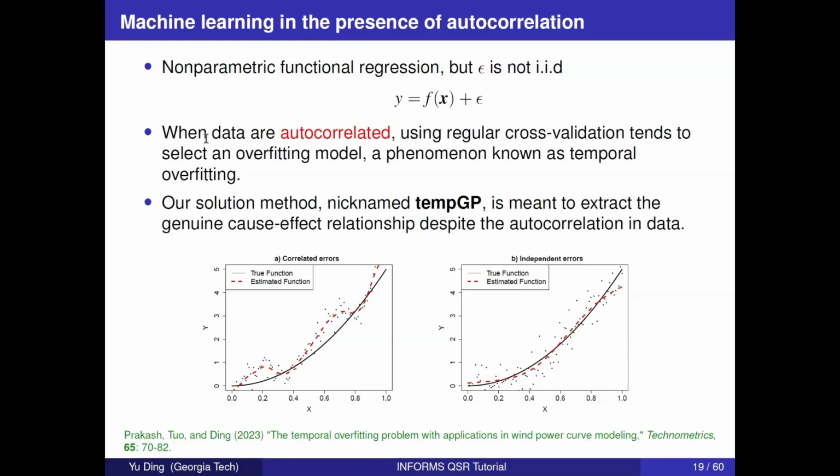By using data with autocorrelation, we eventually realized that if you do the model selection based on regular cross-validation, it tends to select the overfitting model. The reason is the autocorrelation will create some artifact in the pattern of your data, and that pattern isn't necessarily genuine, right? It's an artifact, but your model doesn't know that, so it's going to fit those kinds of patterns.